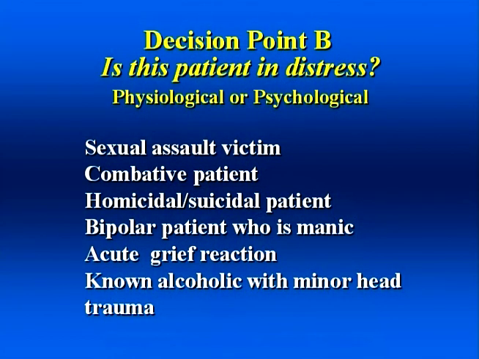Let's move on and talk about distress. Any patient who is experiencing significant physiological or psychological distress should be assigned ESI Level 2. Some examples of this include a sexual assault victim, the combative patient, the homicidal or suicidal patient, the bipolar patient who is manic, the acute grief reaction, the known alcoholic with signs of minor head trauma.